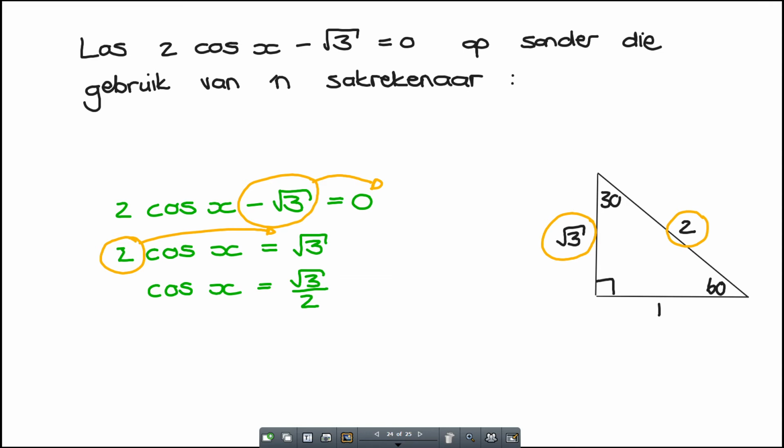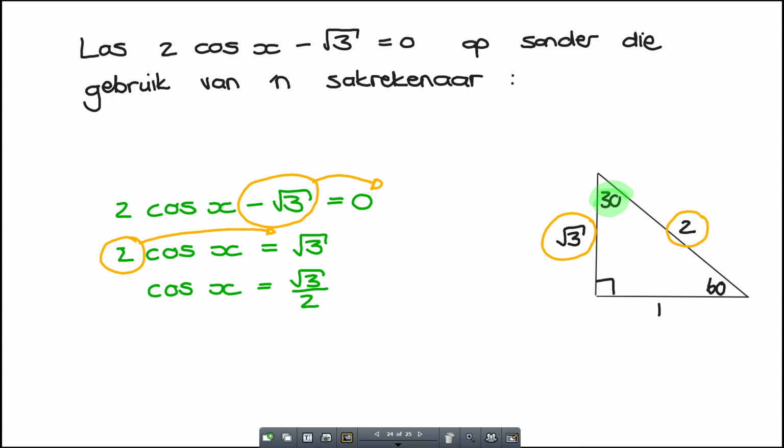Yes. And in the other triangle, we only work with a 45. Nee. Okay, so as ek werk van 30 af, dan cos is mos aangrensend, and that would be the square root 3 over hypotenuse, which will be 2. Do you guys understand? Okay. Hoekom gebruik ek spesiale driehoekies? Want hulle het gesê sonder die gebruik van 'n sakrekenaar, nee.